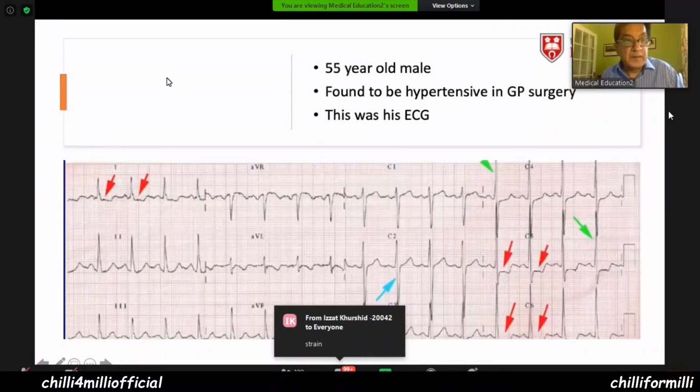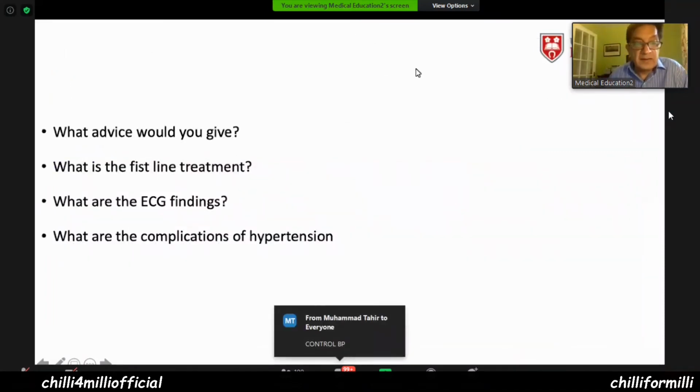So what advice will you give to this patient? Lifestyle. What is the first-line drug? What is the first-line drug? ACE inhibitor, I'm not sure. I don't agree with that, Tahir. ACE inhibitor if the patient is young.